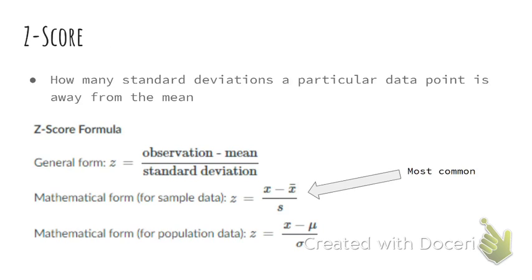Okay. So you might want to pause it here and write these down. But the definition of z-score is how many standard deviations a particular data point is away from the mean. So the z-score is essentially a distance.